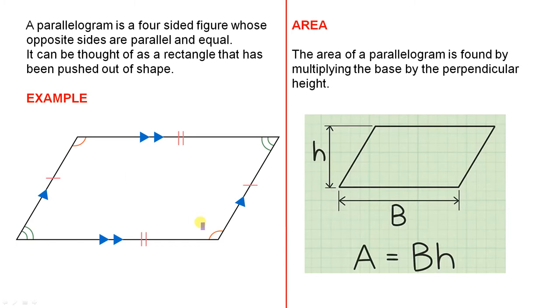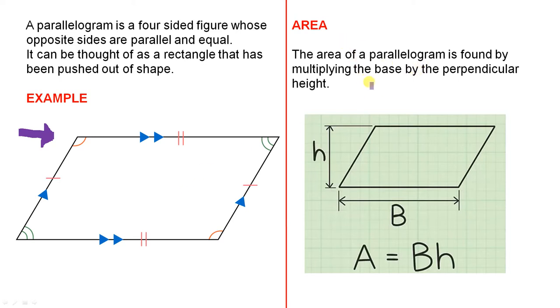So those two angles are equal, and those two angles are equal. And you can see, if you put some pressure here on that point, it pushes the rectangle out of shape. So we have a tilt here, so it's tilted across, and that's why it's called a parallelogram. So those angles there are not 90 degrees. If they were 90 degrees, it would be a rectangle. So that is a parallelogram.